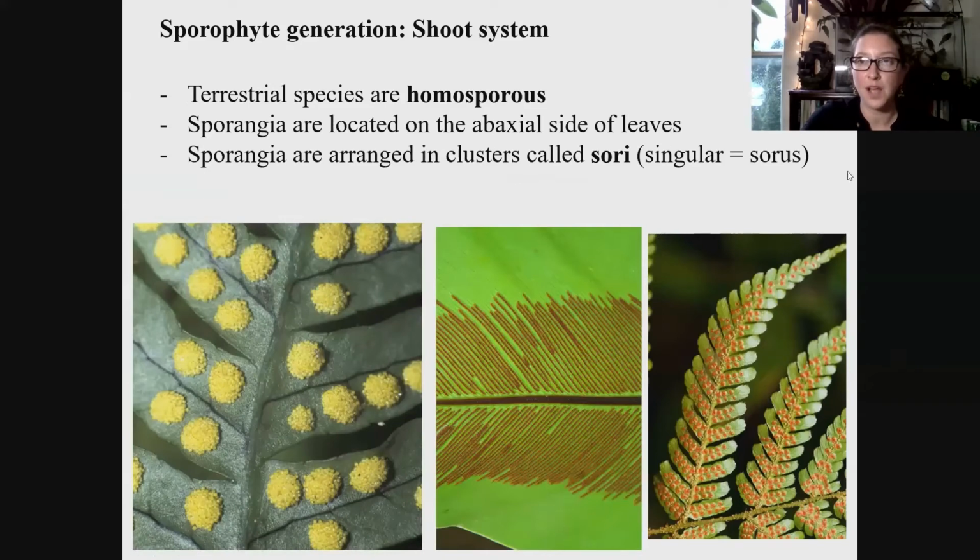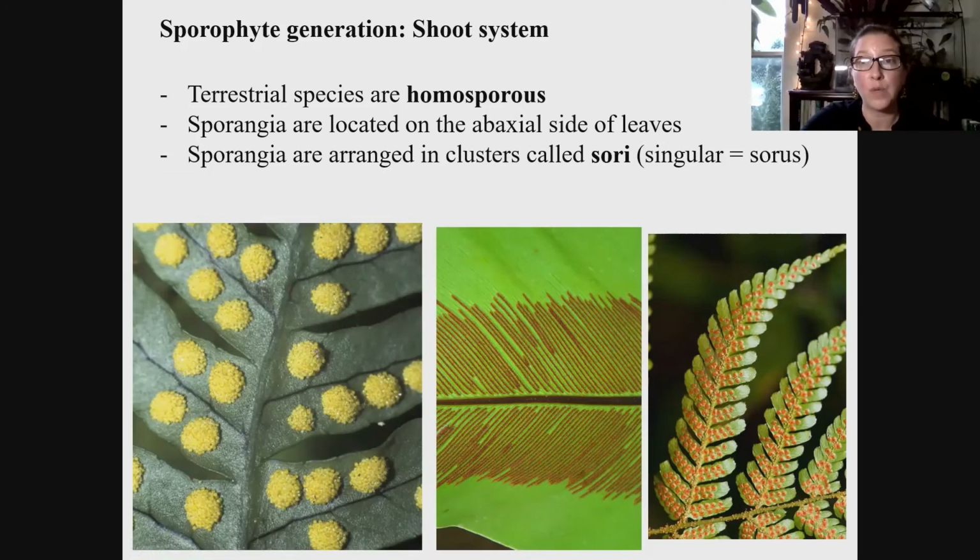So I said at the top of the ferns that we're only going to talk about the terrestrial ferns, or the ferns that grow on land. We're not going to talk about the aquatic ferns. But just so you know, the ones that grow on land are homosporous. The ferns that grow on land only make one type of spore. But the ferns that grow in water are actually heterosporous. That's why we're not going to talk about them in this class. Too complicated. So for the purposes of this class, ferns make one type of spore, because we're only talking about terrestrial ones. And where do they make those spores?